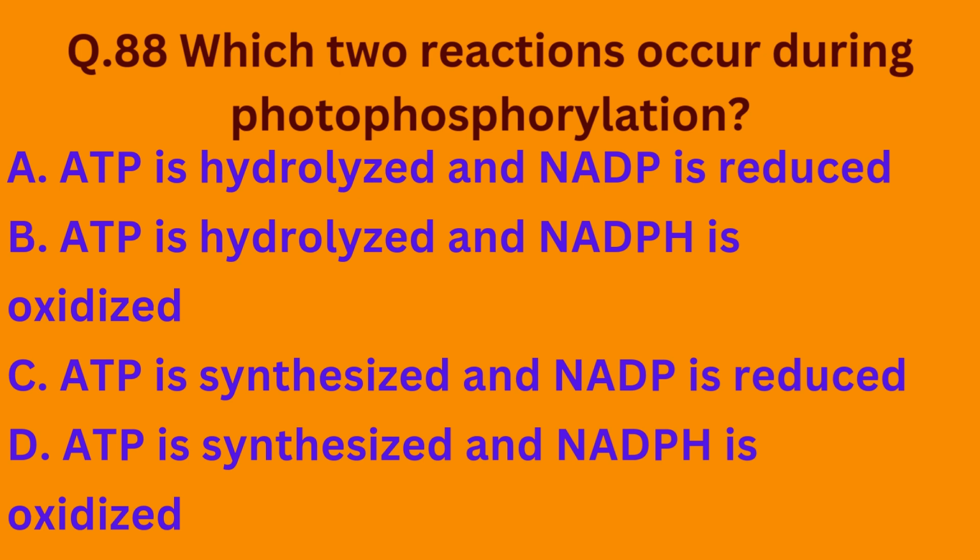Question number 88. Which two reactions occur during photophosphorylation? Option A, ATP is hydrolyzed and NADP is reduced. Option B, ATP is hydrolyzed and NADPH is oxidized. Option C, ATP is synthesized and NADP is reduced. In option D, ATP is synthesized and NADPH is oxidized. So the correct option is option C. ATP is basically synthesized and NADP is reduced during photophosphorylation.